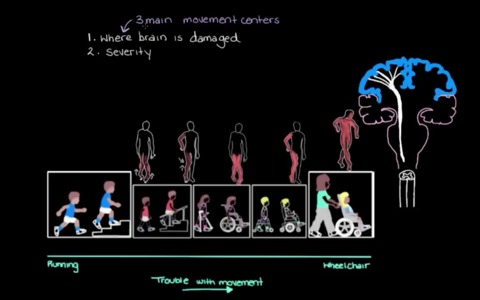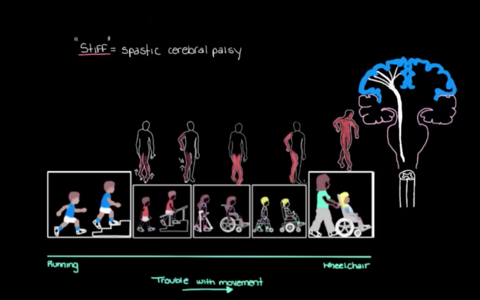And depending on which of these movement centers is primarily affected, that's what gives rise to the different types of cerebral palsy. So on our spectrum here, we've got our stiff or spastic type of cerebral palsy, and this type is usually due to damage or impairments of the motor cortex or the upper motor neurons in the pyramidal tracts that the motor cortex uses to control our muscles. And depending on which muscle groups, how many muscle groups, and how bad the stiffness is, these are the things dictating where someone with this stiff type of cerebral palsy ends up on our spectrum of movement impairments.